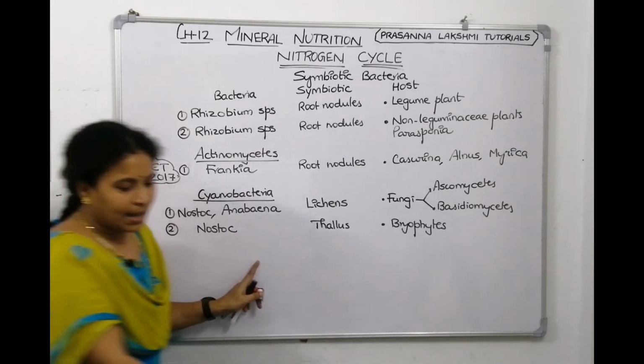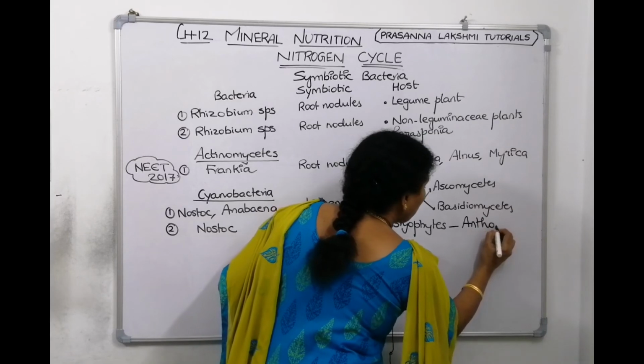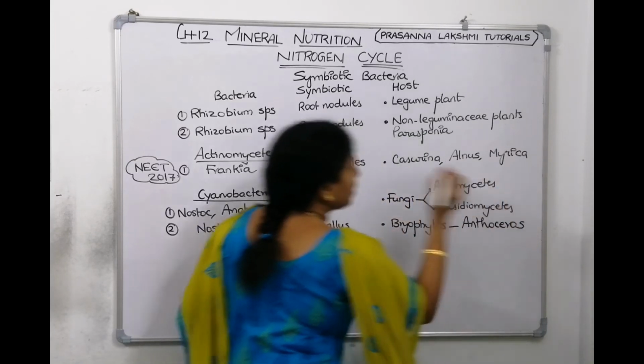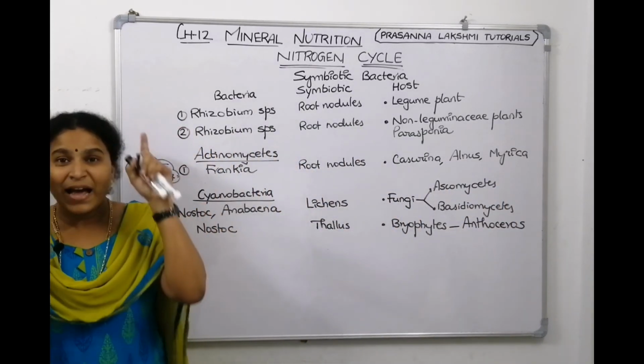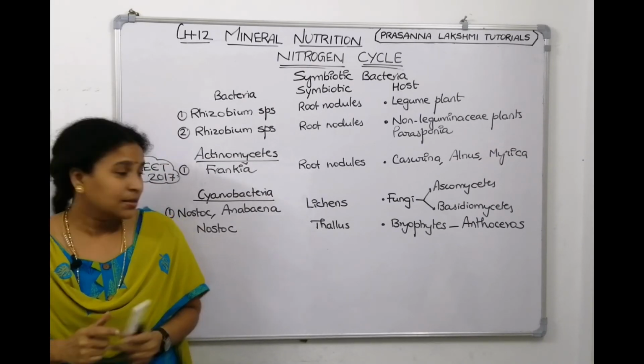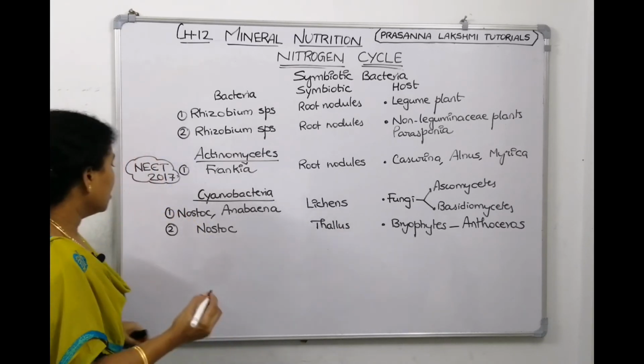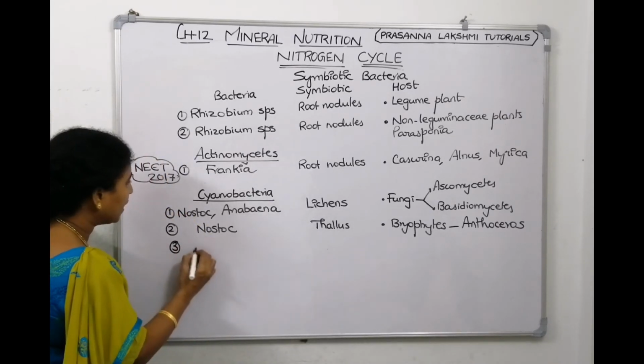What is the name of the bryophyte? The name of the bryophyte is Anthoceros. It belongs to hornworts, Anthocerotopsida, right? In the Anthoceros thallus, Nostoc will be there and it helps in nitrogen fixation. Now the third one, now we will take Anabaena.